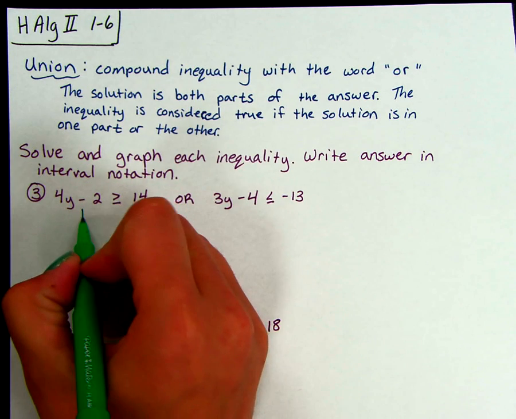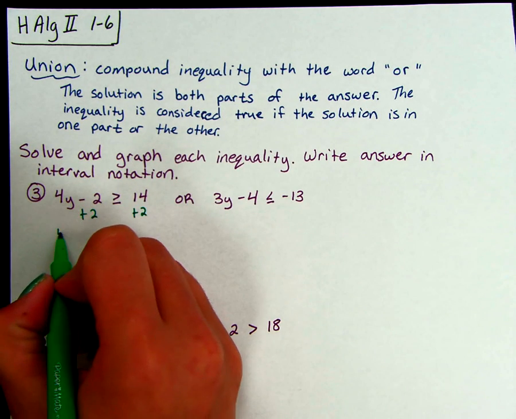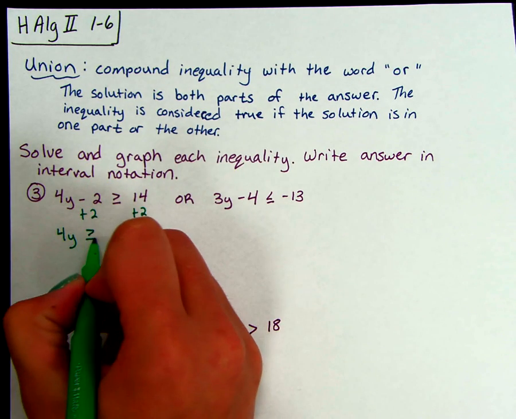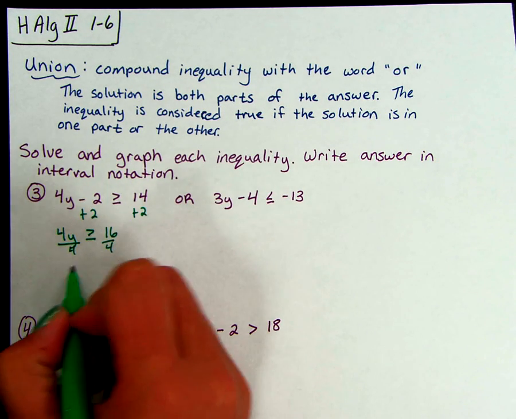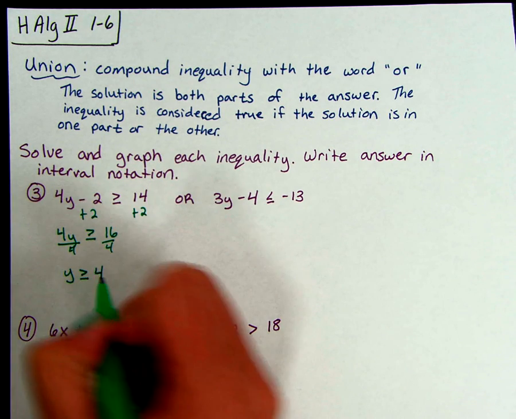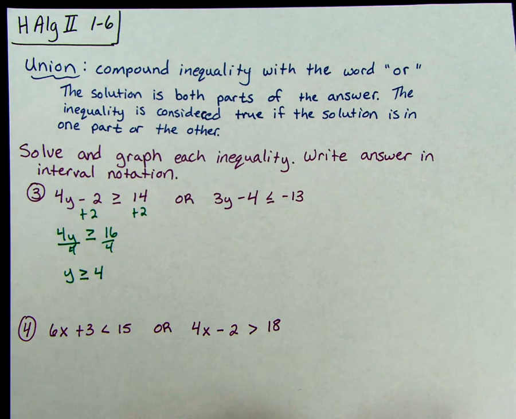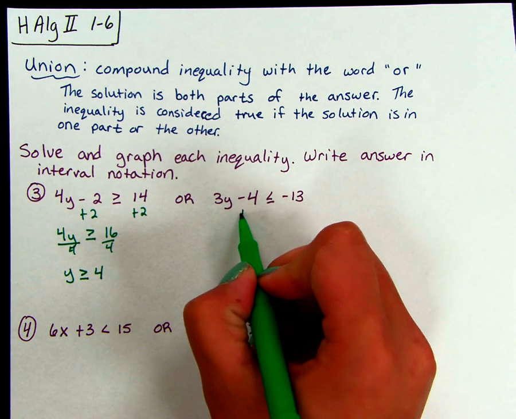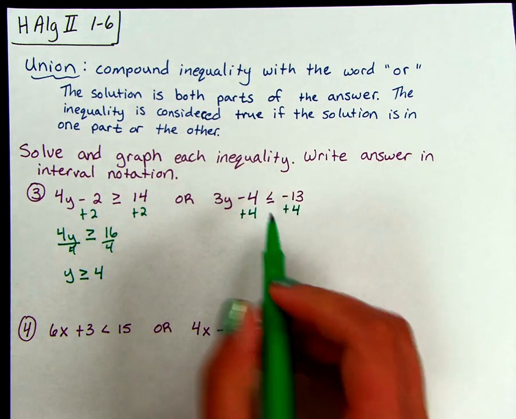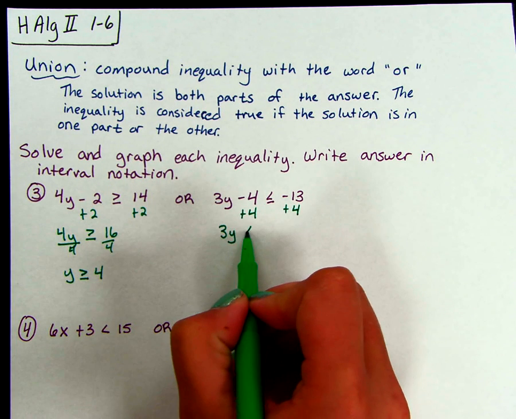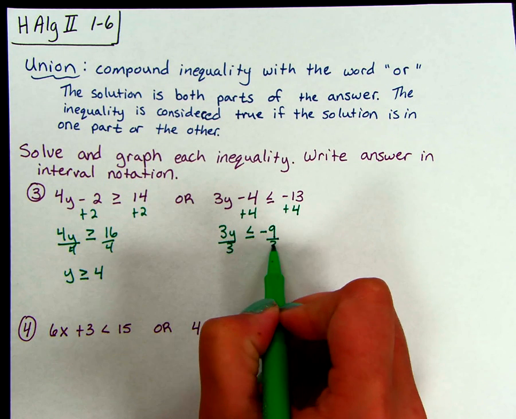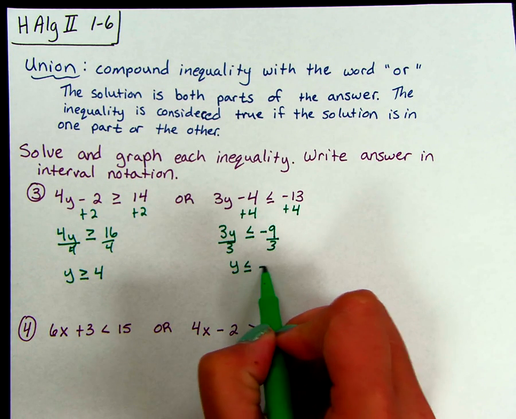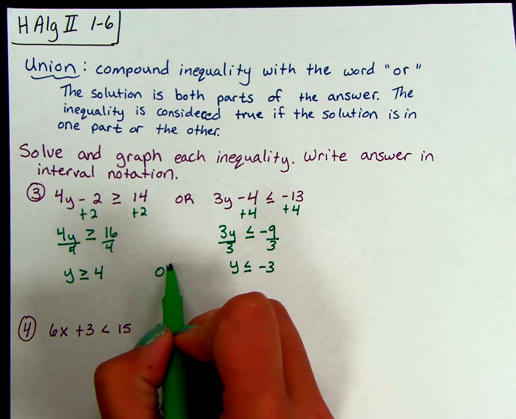Okay, so here we would add 2 to each side. So 4y greater than or equal to 16, and then we would divide. So y is going to be greater than or equal to 4. Then we go to the next one, same idea. So we are going to start by adding 4. So we have 3y less than or equal to -9, and then we would divide. So y is less than or equal to -3. And again, there's an or in between that.